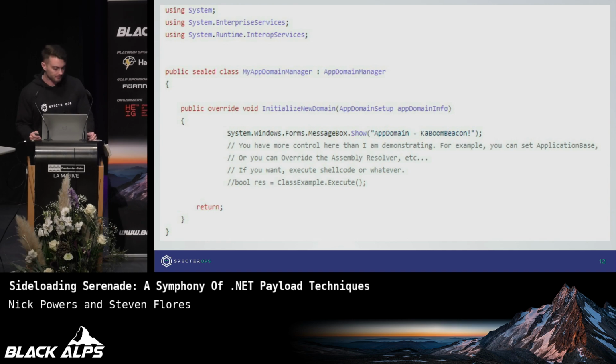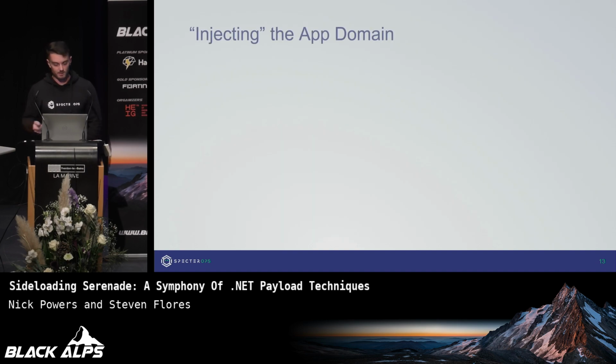And we'll talk about what that means and how it pertains to us in a few slides. So if you want to do some app domain manager injection, this is what an incredibly straightforward example would look like. You just inherit the app domain manager class, and you create this method, initialize new domain, and in this proof of concept, all we're doing is spawning a message box.